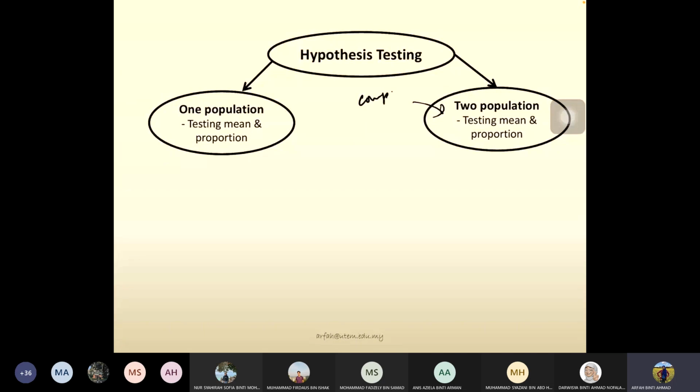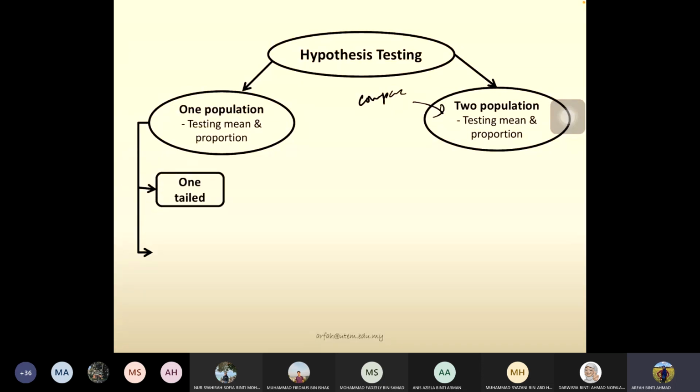And then, lagi satu, kalau untuk two population ni, if we want to compare jenis kereta, for example, Honda and also Toyota. So, both car buat eksperimen yang sama and then dia tengok yang mana lebih bagus. Adakah sama masa yang diambil or something like that. So, itu adalah untuk two population. So, there are two type of testing that we are interested. Dua parameter, the mean and also the proportion.